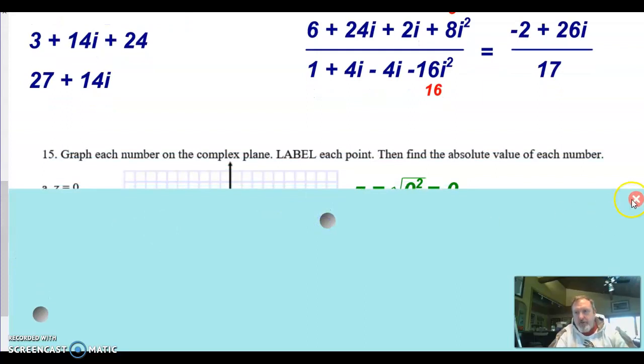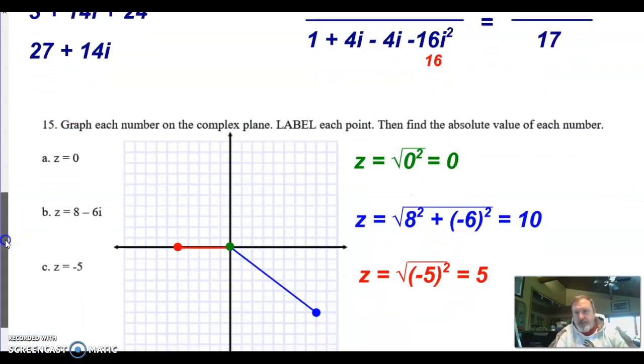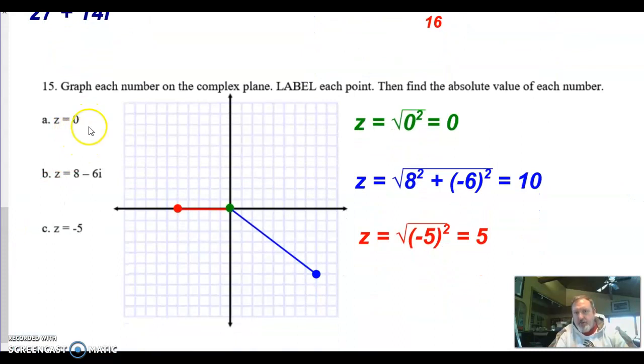Okay, 15. We want to graph and label these. Very similar to the quiz the other day. You square your a and b. Here we just have an a value, so that's 0. So that point's right there, no line. 8 squared plus negative 6 squared, that's 100. Square root of that is 10. So 8, negative 6, so there's our point. And then here z is negative 5, so right out here, again, make your line from the origin to your point.